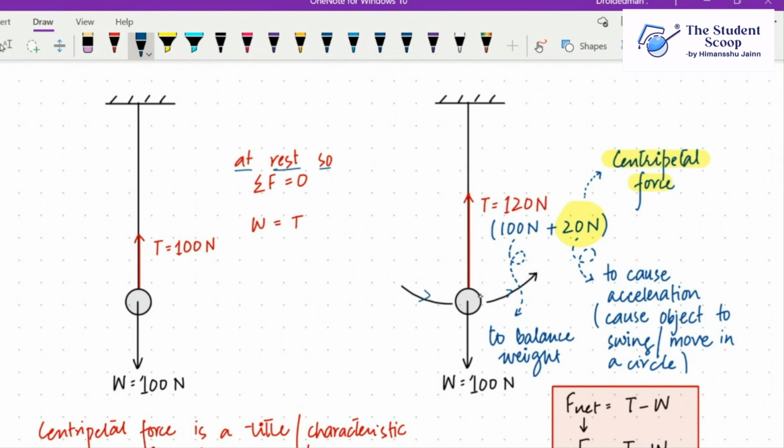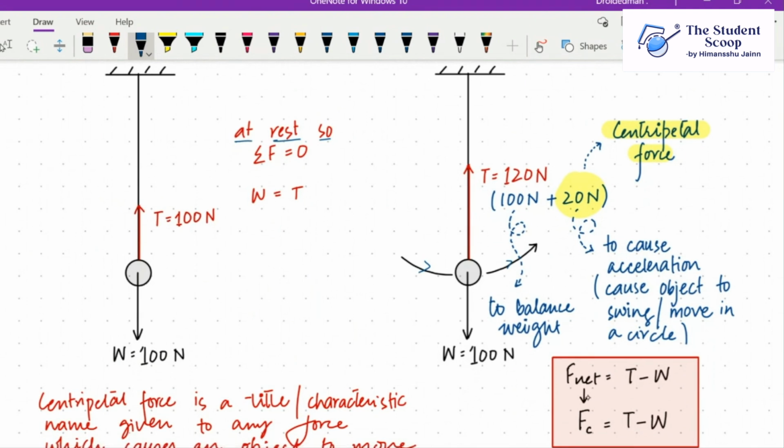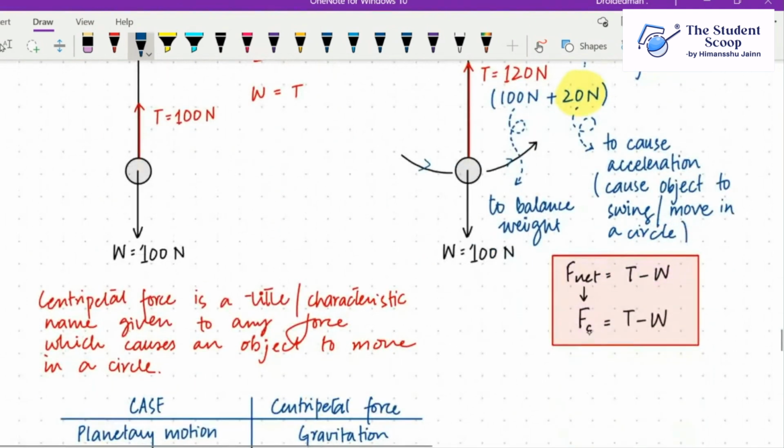at least at the bottom part of this journey. So we can say that the net force is tension minus the weight, and this net force is the centripetal force. This net force can be replaced by mv square by r. That is the formula for centripetal force, and we get this type of relationship.